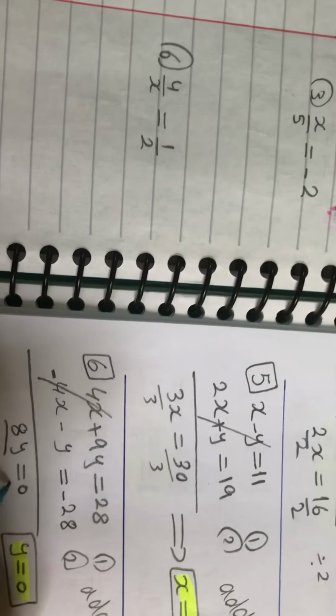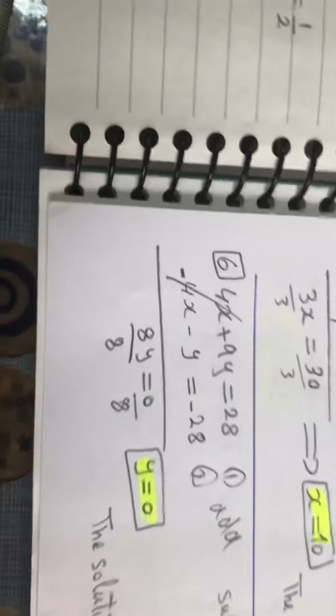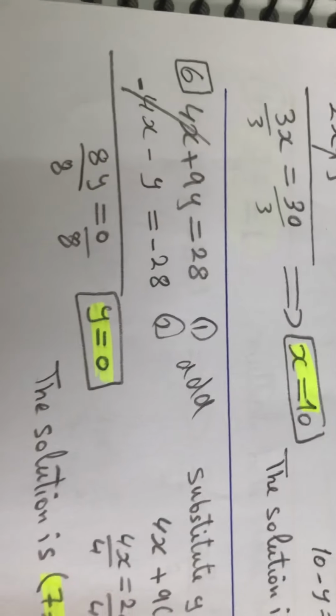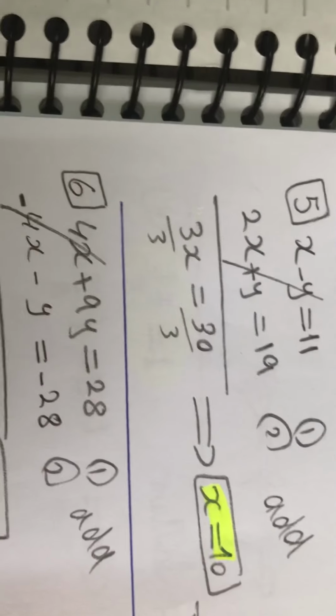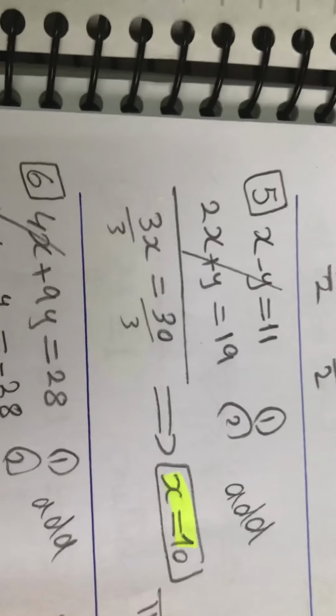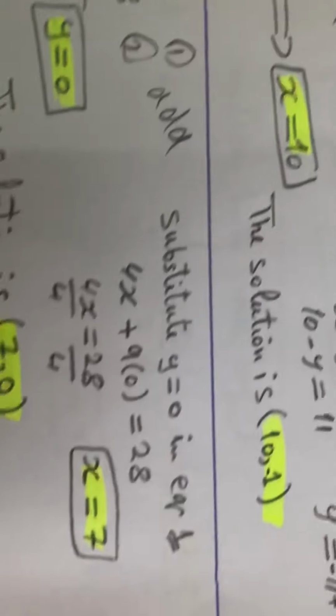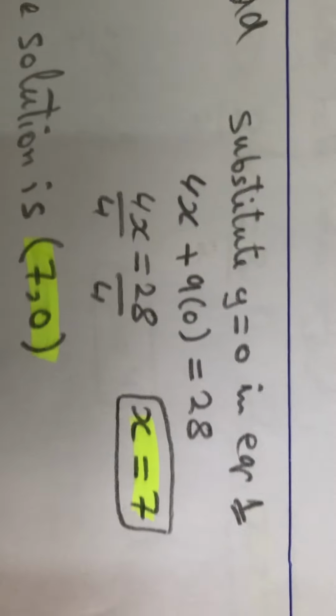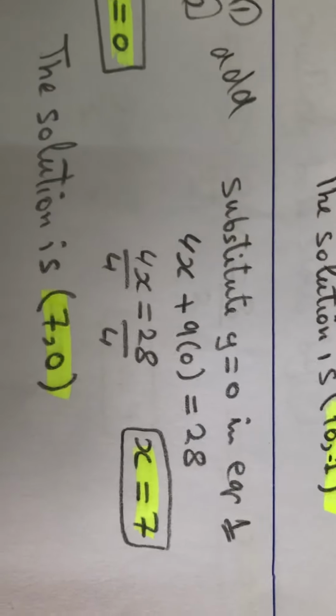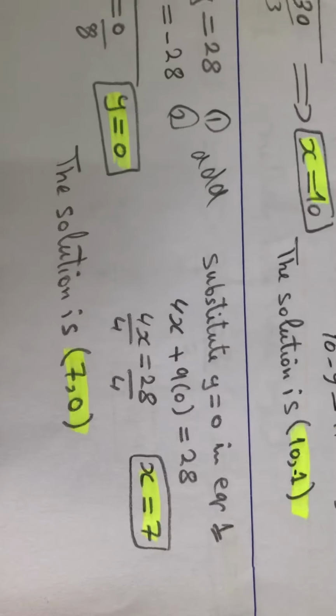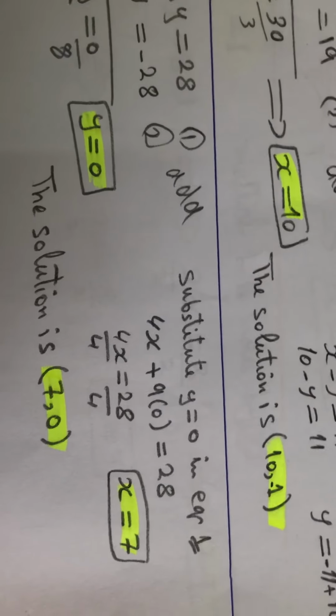8y equals 0. So I divided by 8 both times, so y equals 0. Substitute in any equation like this equation, y equals 0. So you have 4x plus 9 times 0 equals 28. So you have 4x equal 28, divided by 4, so x equal 7. Now the solution is x 7 and y 0.